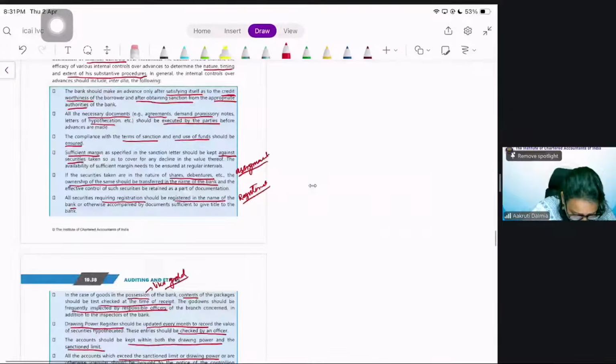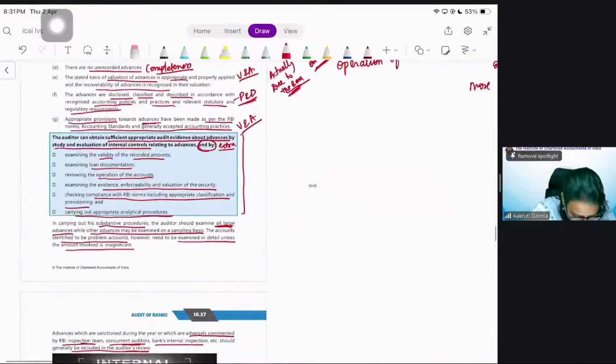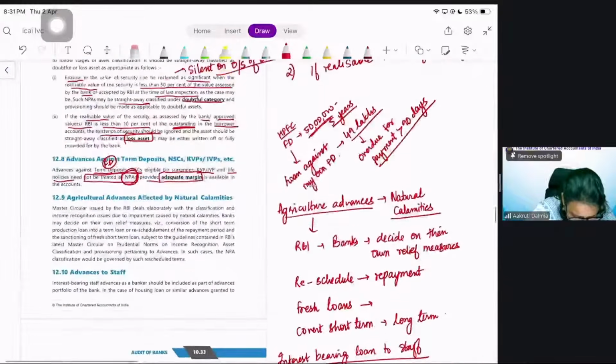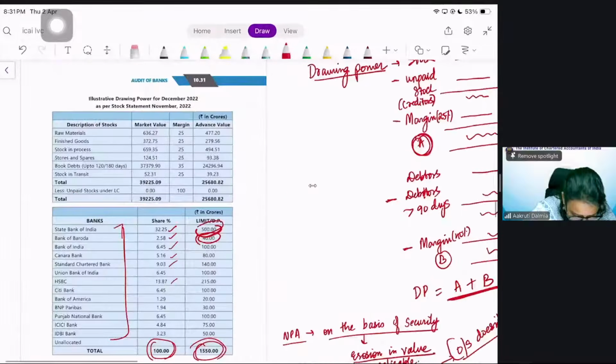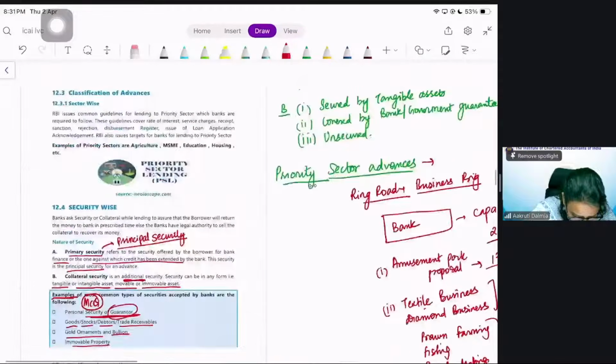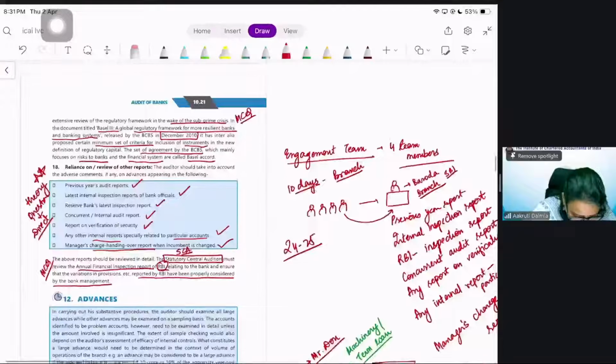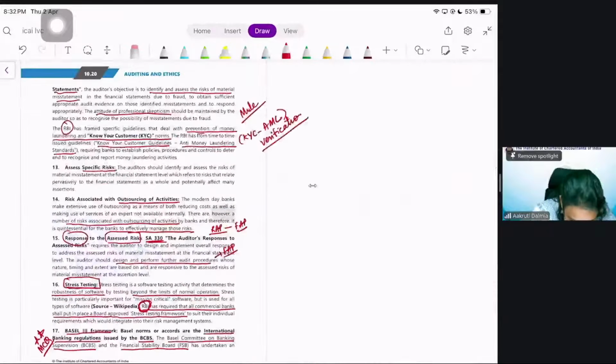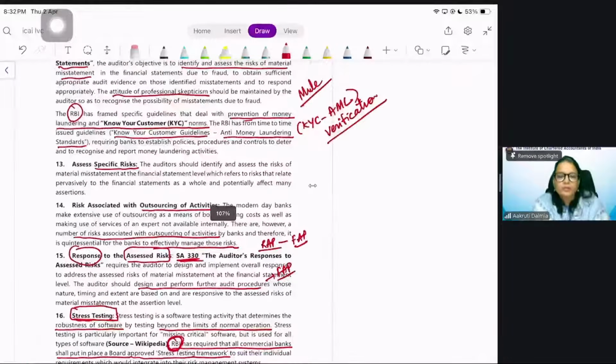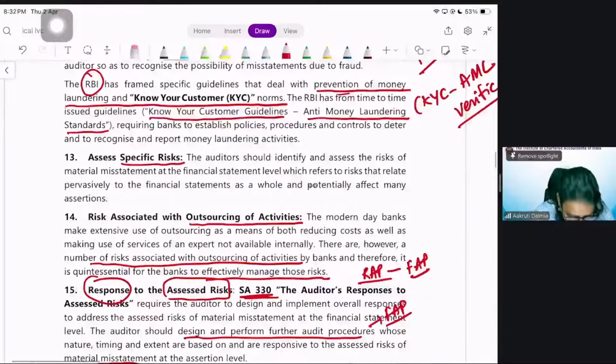Next question is from Astha, page number 10.20. Yes. Assess specific risks. Auditor shall identify and assess the risk of material misstatement at financial statement level, which refers to risks that relate pervasively to financial statements as a whole. No, it means the same thing, Astha. That is what assess specific risk means.